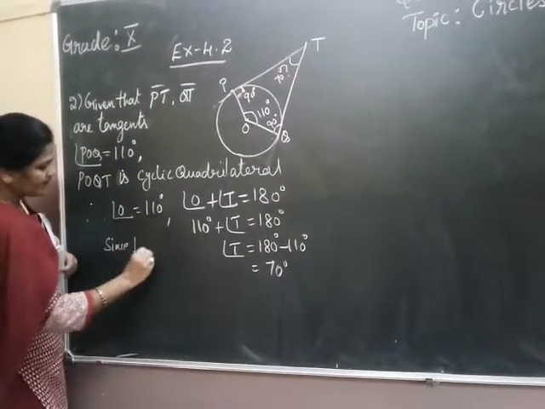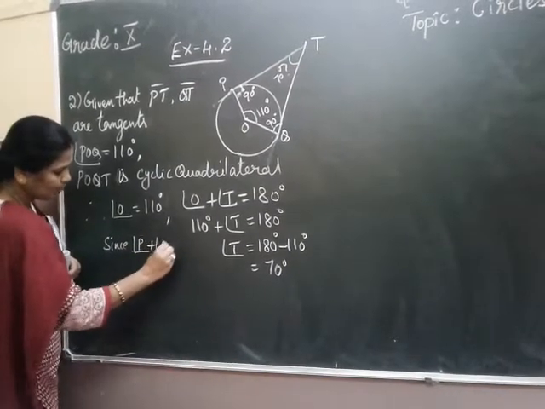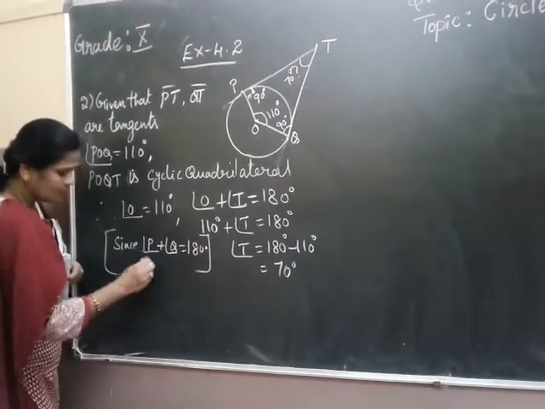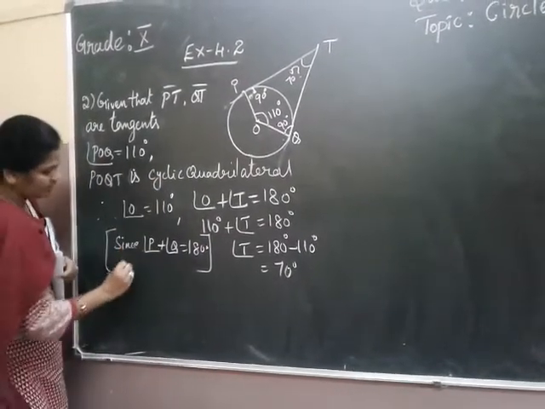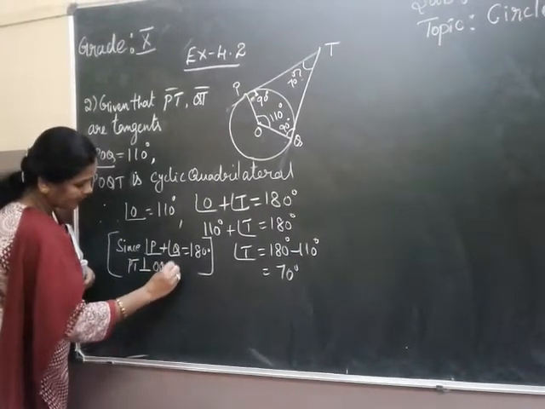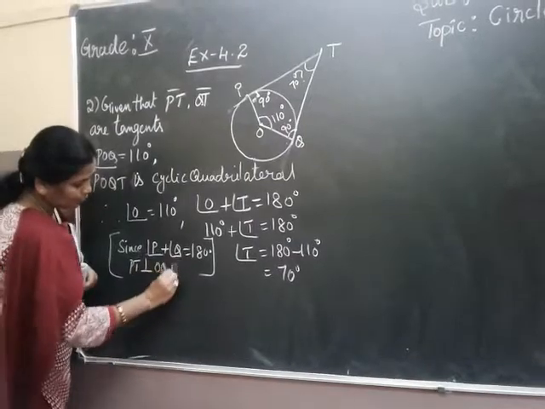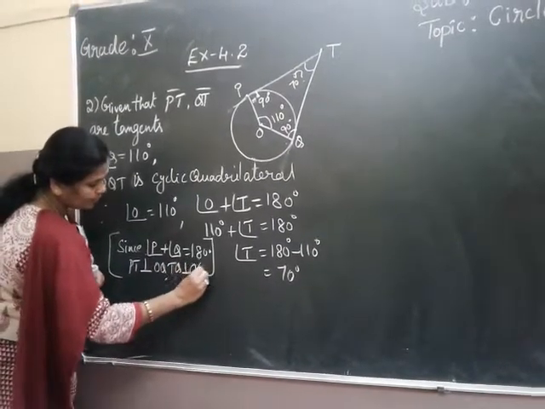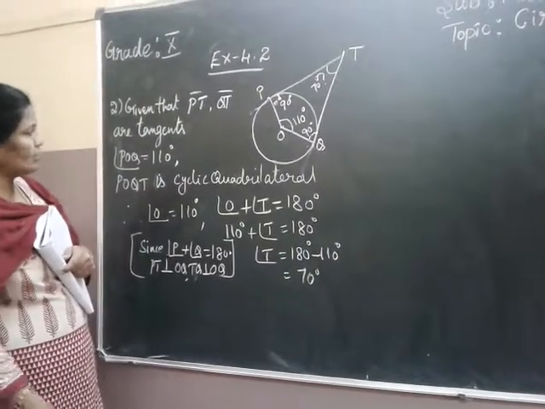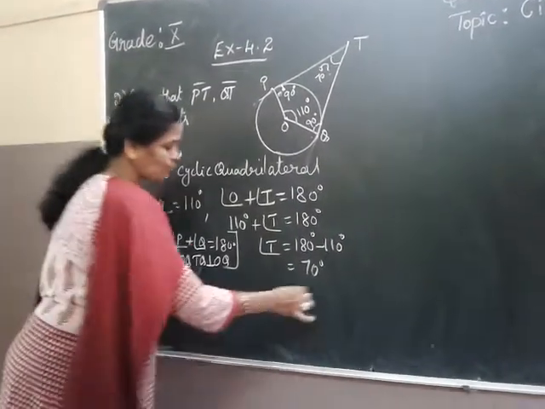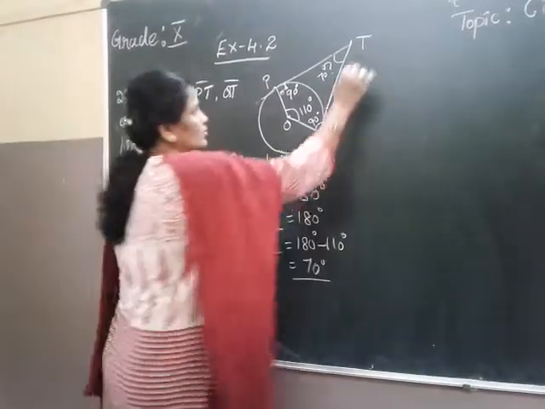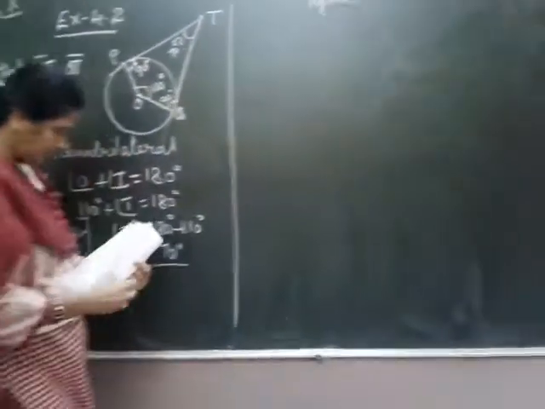Here you want to write: since angle P plus angle Q will be equal to 180 degrees, because you know that PT is perpendicular to OQ. Two tangents are also always perpendicular to the radius. We proved this in the theorem. So this is the answer you want to understand. Understood, children? Shall I move to the next question? The next question is so easy.